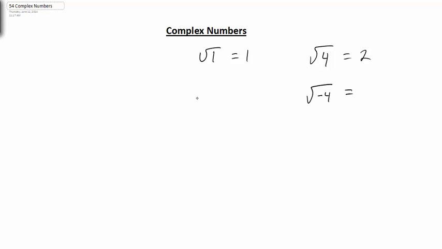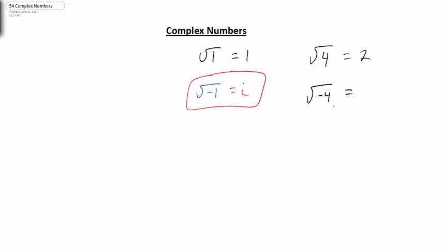Well, now we're going to define the square root of a negative 1. And again, this is going to be defined as i. So this is representing our imaginary number. So now anytime that you see the square root of a negative 1, we can simplify that to simply i.